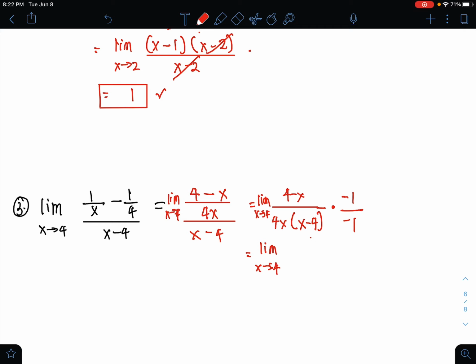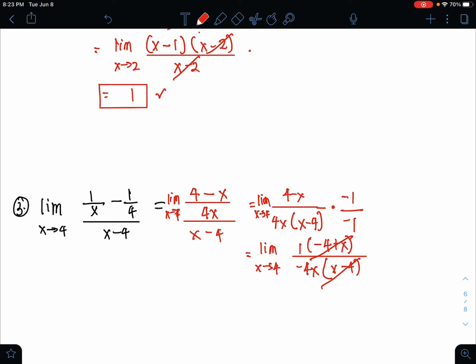Okay, so let's try. We get negative 4 plus x over negative 4x times x minus 4. Now they are the same, right? Rewriting, it is x minus 4 again. So, therefore, we can cancel that one.